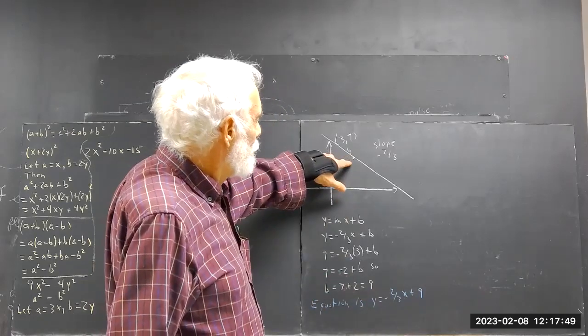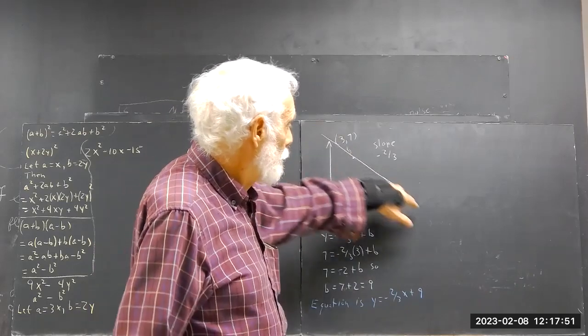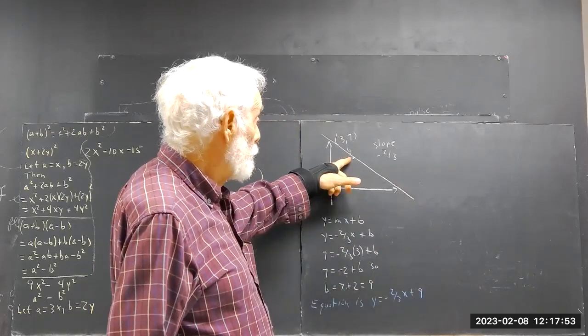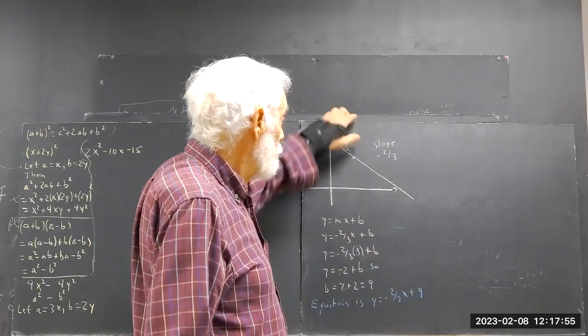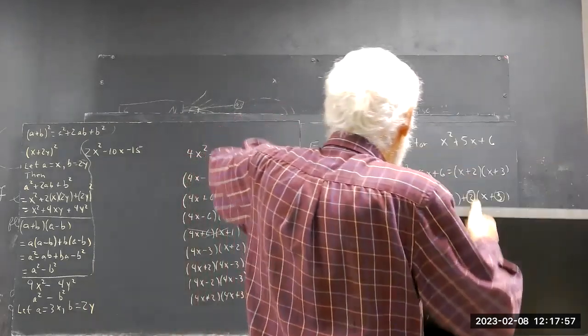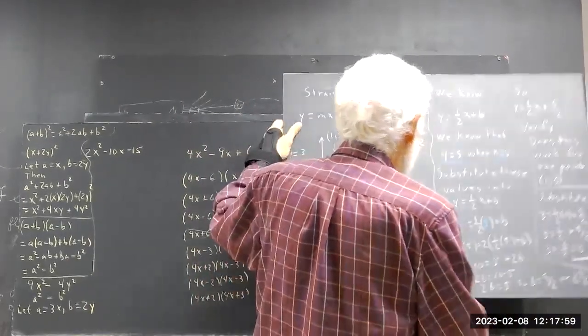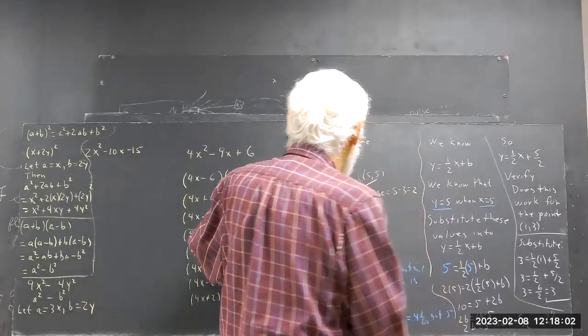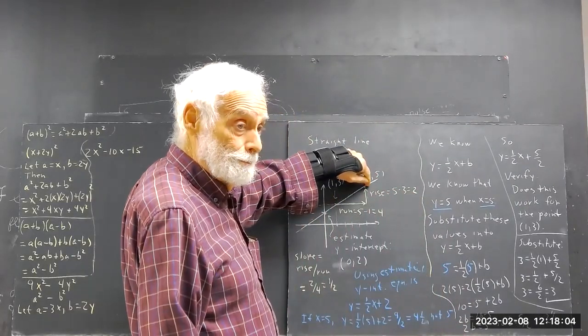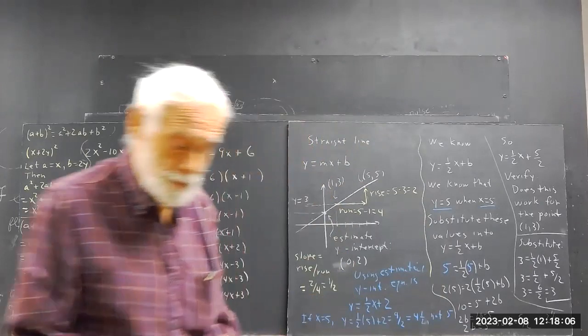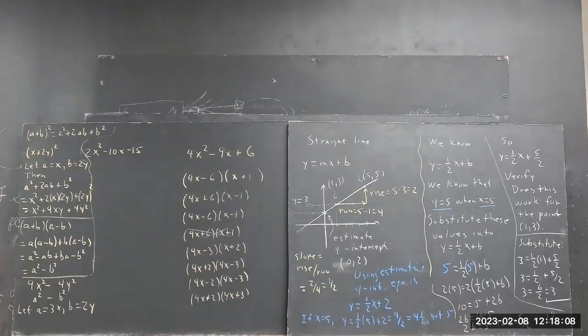So you can calculate the equation of the line if you know a point and the slope, or you can calculate the equation of a line if you know 2 points. That's the point-slope form and the 2-point form of the equation of a straight line.